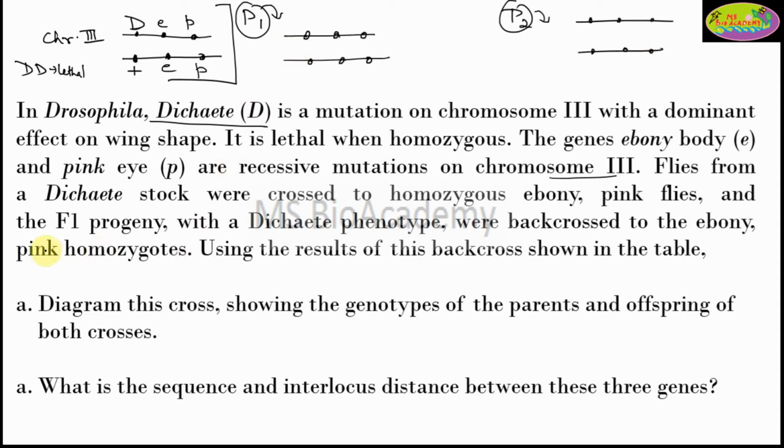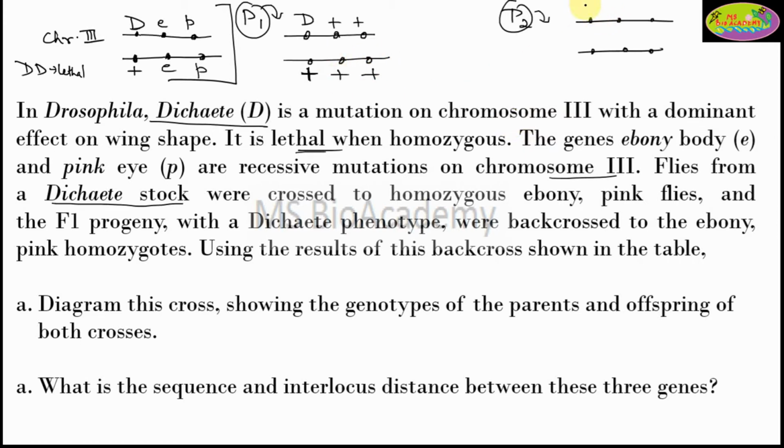All three genes are present on chromosome 3, right? One of the parents is from the Dikete stock, meaning it has the Dikete phenotype, meaning the D mutation, the dominant one, is present, and we can't take the homozygous because it would be lethal, as mentioned here. So we have to assume that the other one will be the plus one. This is not mutated on the other homologous chromosome. This parent expresses only the Dikete phenotype, so no ebony and pink will be present, which means we can take plus plus over here, correct? So this will be the first parent.